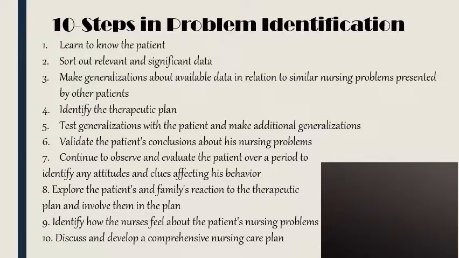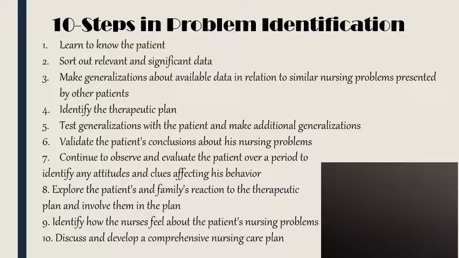Here are the 10 steps in problem identification. First is learn to know the patient. Second, sort out relevant and significant data. Third is make generalizations about available data in relation to similar nursing problems presented by other patients. Fourth is identify the therapeutic plan. Fifth is test generalizations with the patient and make additional generalizations.